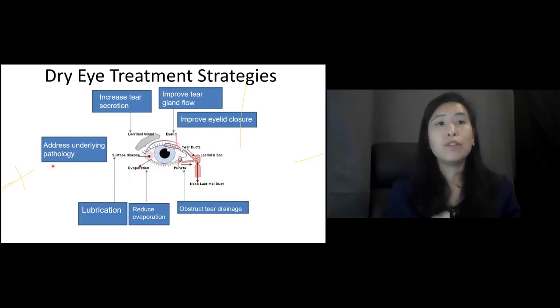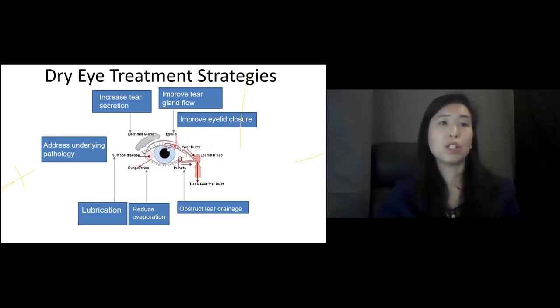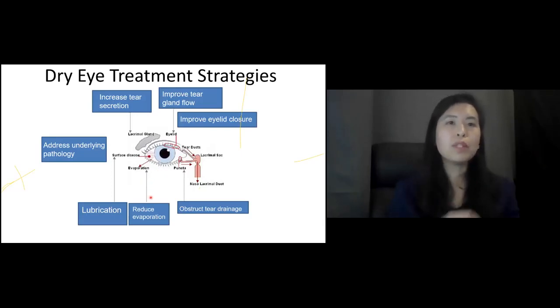So if that is an eyelid closure problem, then we need to address that. If that is a tear gland blockage problem, then we need to address that. If it is an evaporative problem, we need to address that. So whatever it is that is your problem, that's how we treat it. But I can give you some general guidelines.